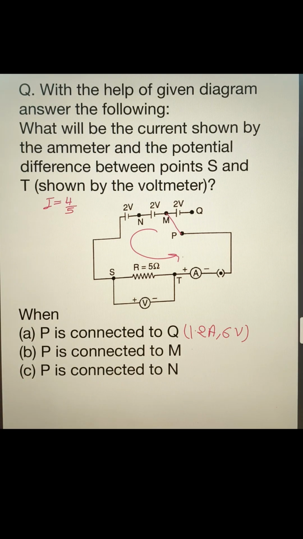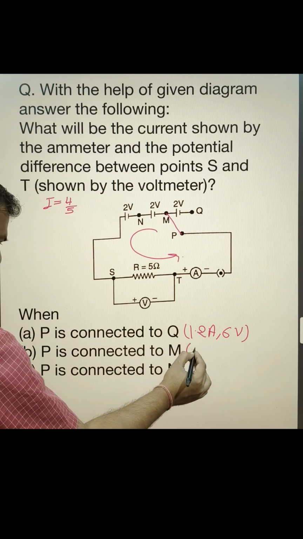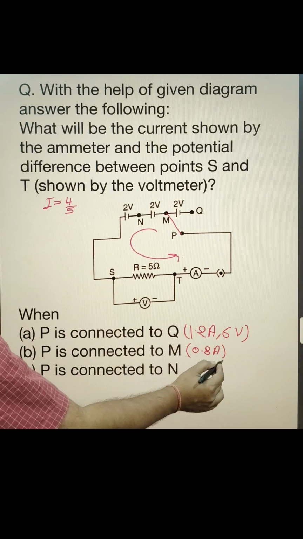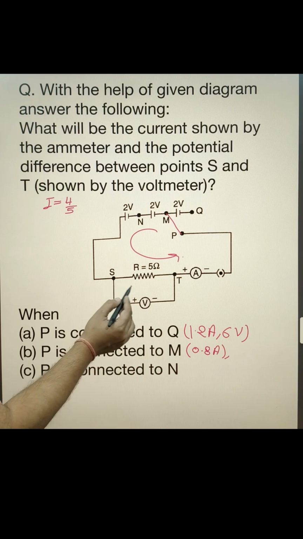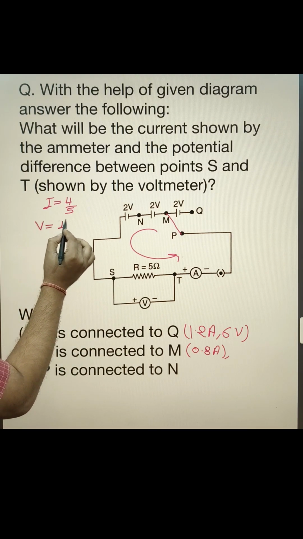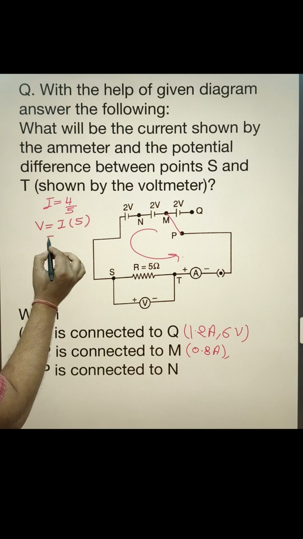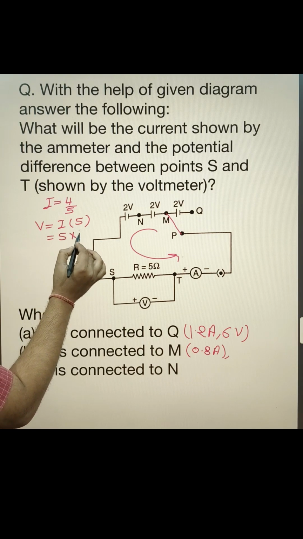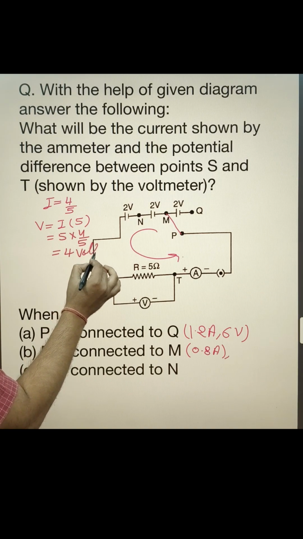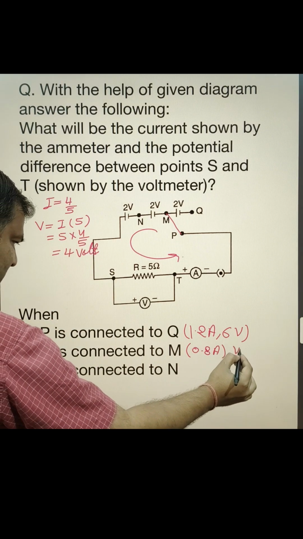So the ammeter reading is how much? 4 by 5 is 0.8, so 0.8 ampere. And what about the voltmeter reading? The voltmeter reading is simply I into 5, so 5 into 4 by 5. So basically 4 volt. So that is 4 volt.